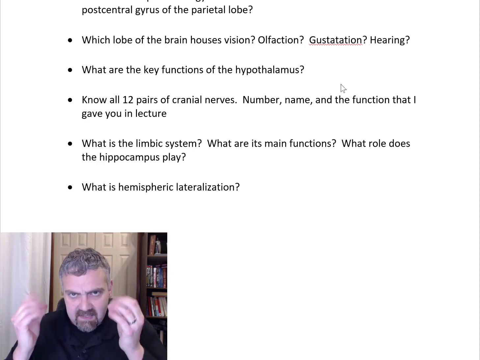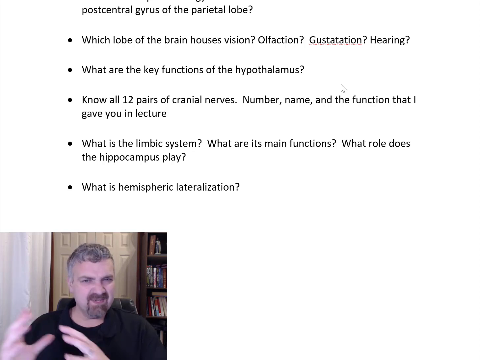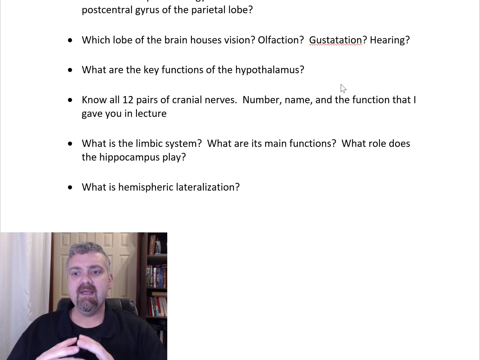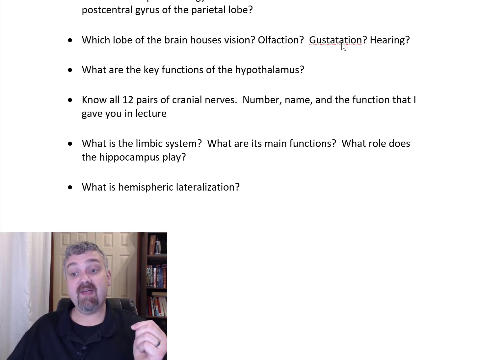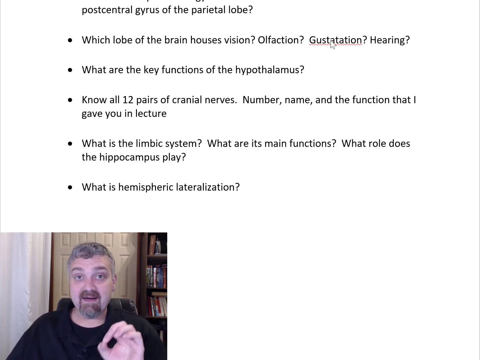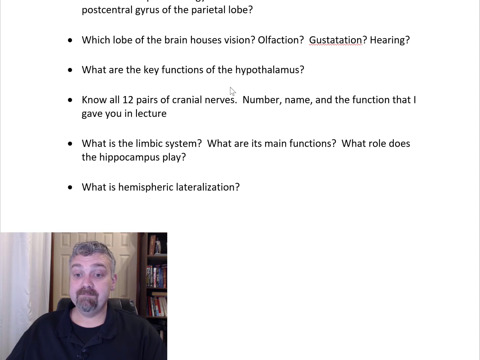And then if you were to peel apart the frontal, parietal, and temporal lobes, there's an extra lobe called the insula or insular lobe. Insula means island, so it's kind of off on its own and hidden a little bit. That's where your gustatory cortex, or taste, takes place. So to answer these questions in order, vision would be the occipital lobe, olfaction would be the temporal lobe, gustation would be the insular lobe, and hearing would again be the temporal lobe.